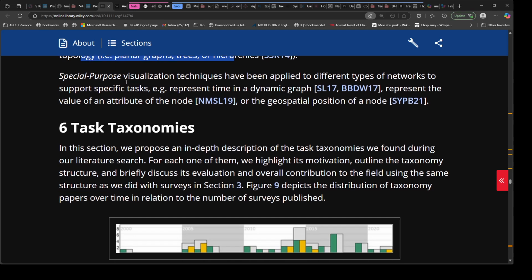These special-purpose visualization techniques have been applied to different types of networks to support specific tasks. For example, to represent time in a dynamic graph, SL17, BBDW17, to represent the value of an attribute of the node, NMSL19, or the geospatial position of a node, SIP-E21.